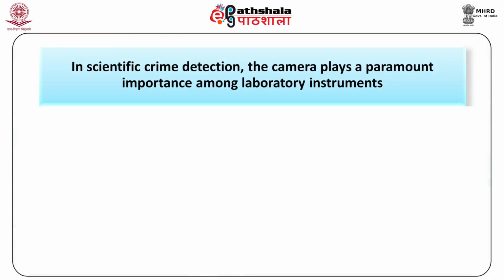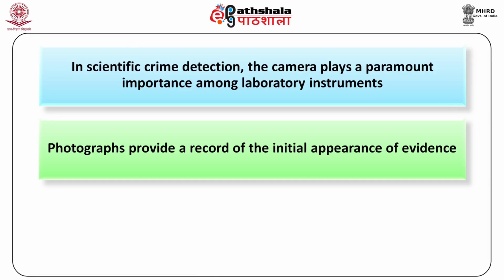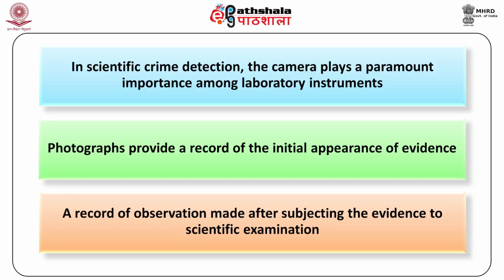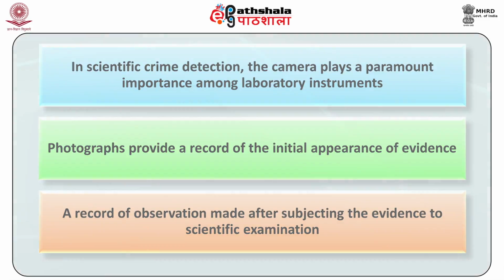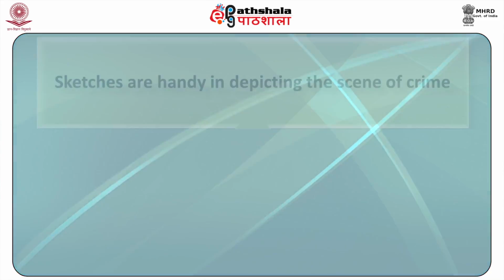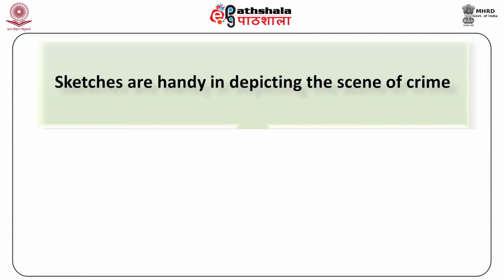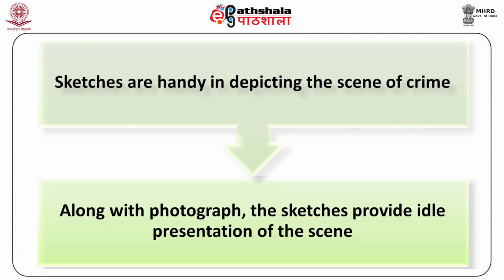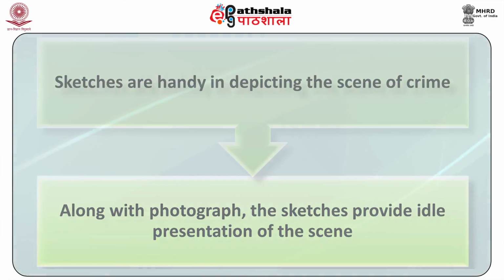In scientific crime detection, the camera plays a paramount role among laboratory instruments. Photographs provide a record of the initial appearance of evidence, and a record of observations made after subjecting the evidence to scientific examination. Now, sketching. Sketches are handy in depicting the scene of crime. Along with photographs, these sketches provide an ideal presentation of the scene.